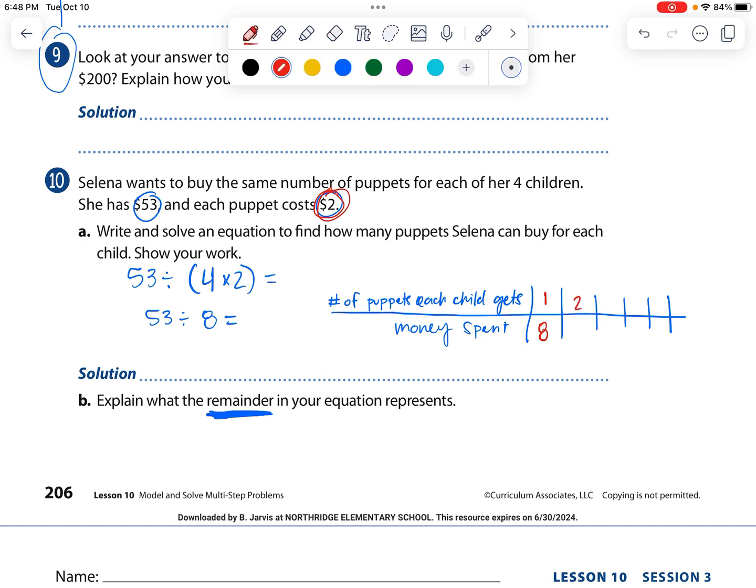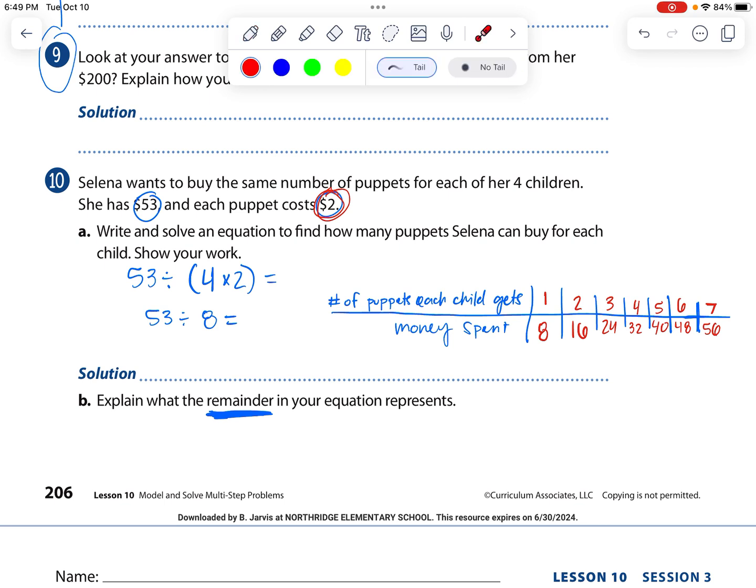So if every child gets 2 puppets, that's going to be $16 because we're going to double this. We're going to count by 8s. Okay, so another 8 would be 24. Another 8 would be 32. Another one would be 40. Okay, we haven't reached 53 yet or anywhere near 53, so we've got to keep going. We have 48. And then 7 would be 56.